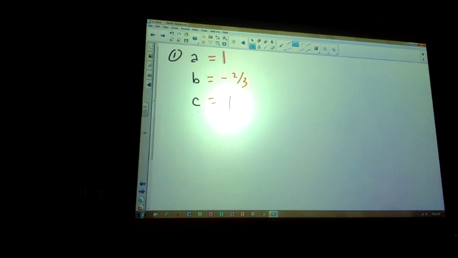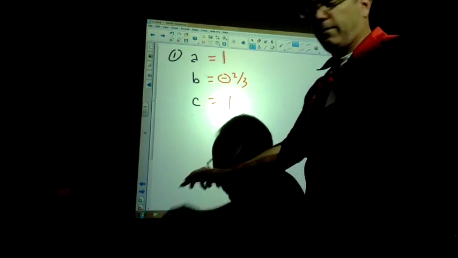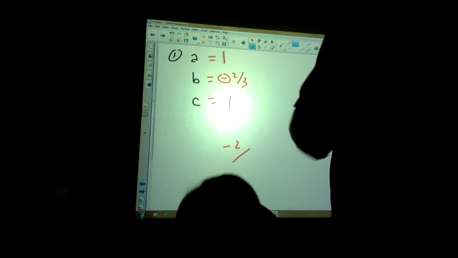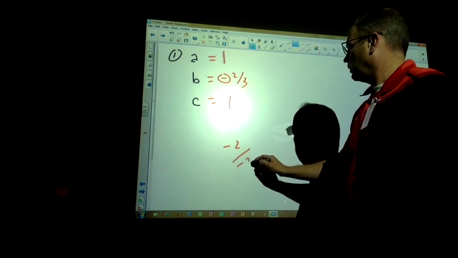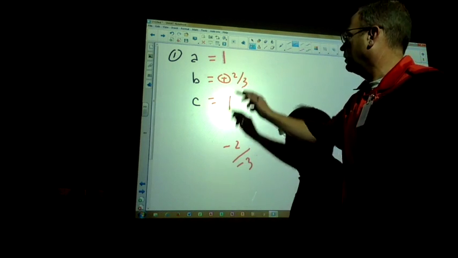Does everyone agree with those particular slopes? Wait, for B I got 2 over 3 positive. Oh, it's positive? Yeah. All right, let's take a look at letter B. I have 2 minus 4, so that's negative 2, right? And 0 minus 3 is negative 3, and if you simplify it, that's 2 over 3. It should be 2 over 3, right? Yeah, it should be 2 over 3.